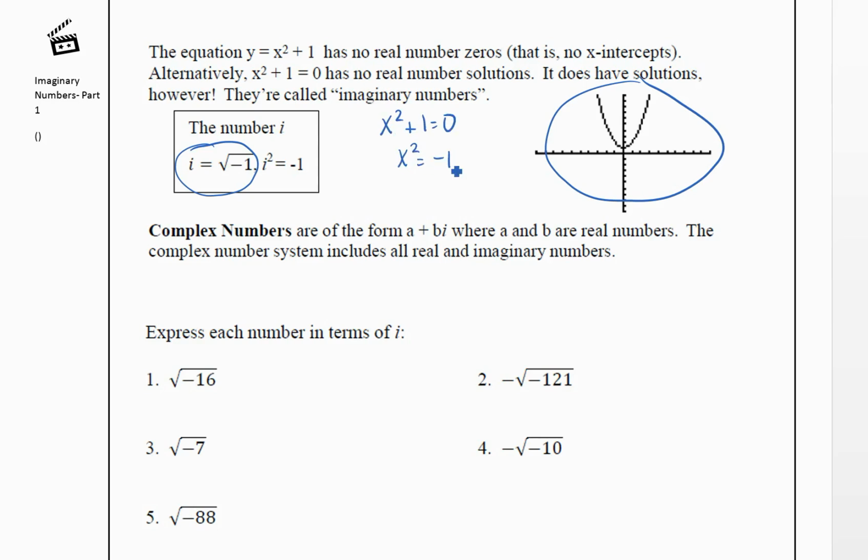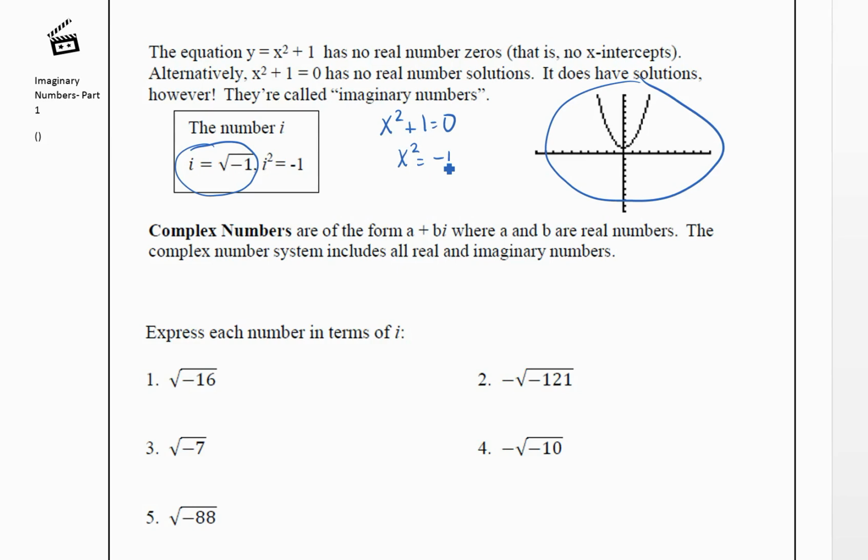Now, what would the solution be? We'd want to take the square root of both sides, and here we're taking a square root of a negative number, which we've never been allowed to do before. Well, now we'll be able to do that with imaginary numbers. So i is equal to the square root of -1, and that means if you square both sides, i squared is equal to -1. So whenever you see i squared, you can put in a -1.